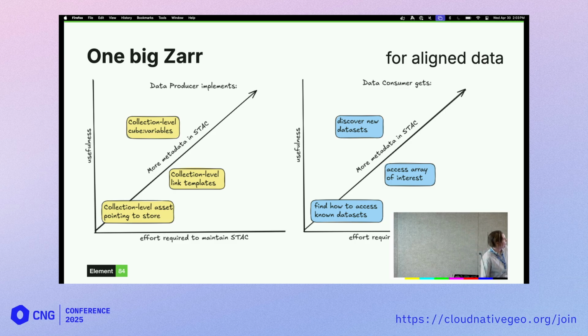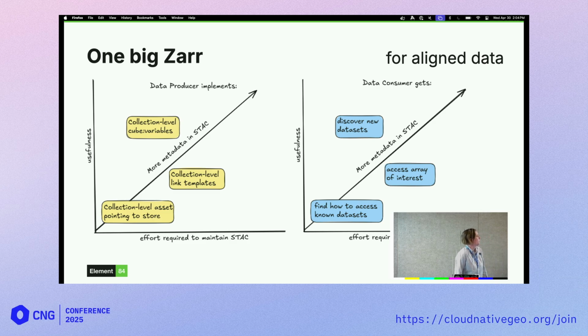So down here, I just think that this is a genuinely useful thing, right? The simplest possible catalog, where you just have the asset that points to the store, and that enables people to find how to access known data sets. So if they say, I want CMIP6, they can go and find where that is on S3. And that's useful. But then you can also keep going, right?